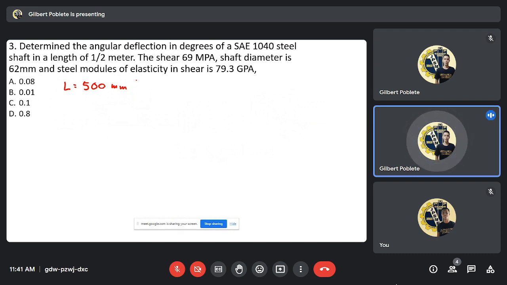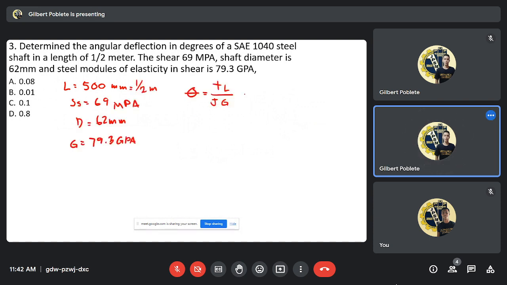So, ayan yung formula natin kanina sa angular deflection or mga torsional deformation, mga ganun. May theta equals TL over JG. Tapos meron di ba tayong isang formula kanina na theta equals 2SL over DG. So, pwede natin ito gamitin agad. Meron tayong diameter, modulus, tapos meron tayong length, tapos yung stress. Okay, pwede na ito.